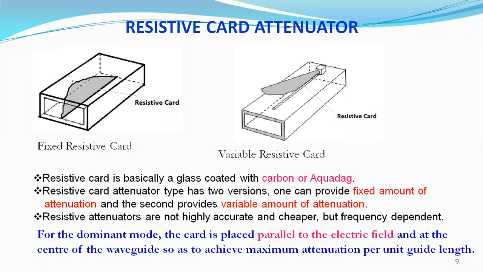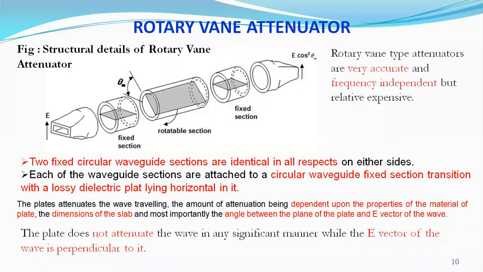There is some screw to operate this one. So based on depth of the penetration, the resistor attenuation also varies. That is called the variable resistive card type. This is the resistive card type. Already I told, so two types: resistive card type and rotary vane type. Resistive card type also has two types: fixed resistive card and variable resistive card. Right. So next we go for the second type of the waveguide attenuators.